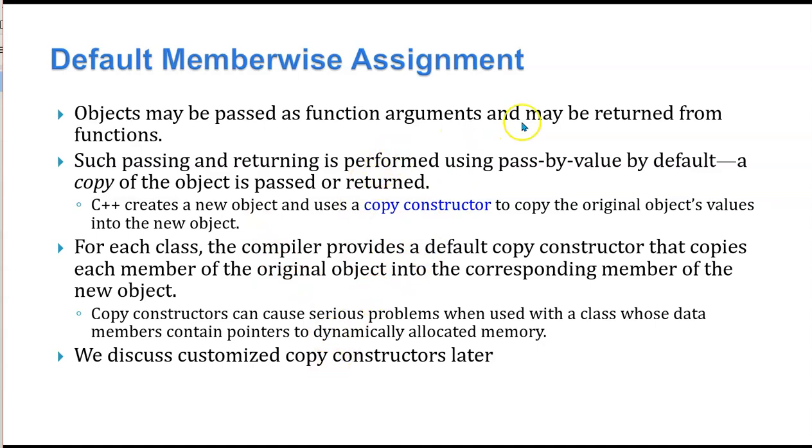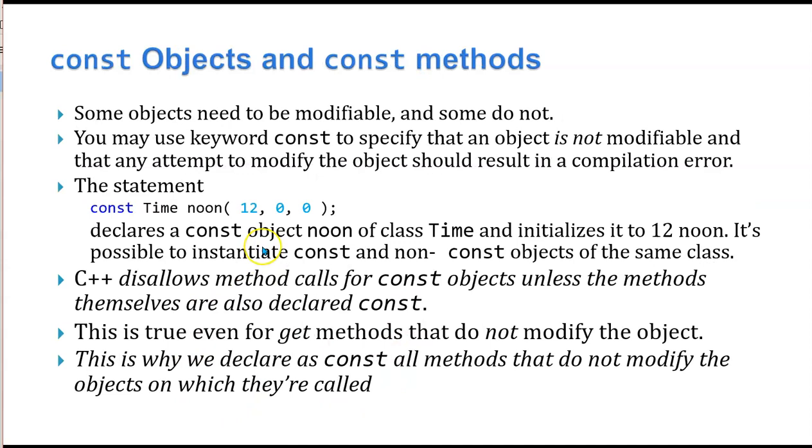Objects may be passed as function arguments and may be returned from functions. Such passing and returning is performed using pass by value by default. A copy of the object is passed or returned. C++ creates a new object and uses a copy constructor to copy the original object's values into the new object. For each class, the compiler provides a default copy constructor that copies each member. Copy constructors, however, have problems with pointers, and so we might have to customize them.